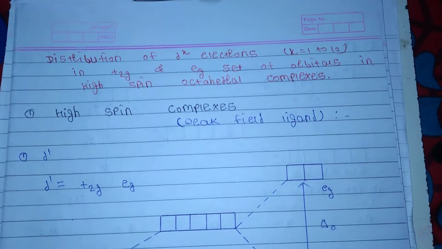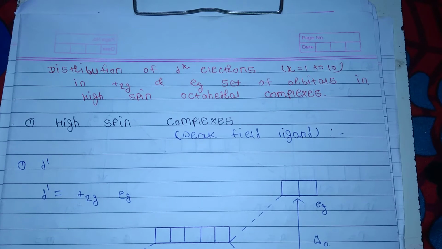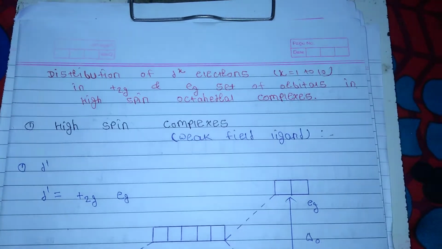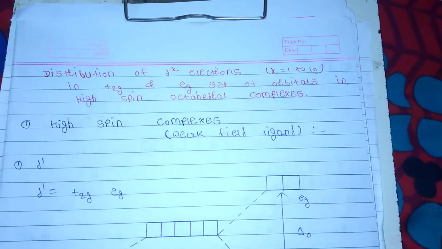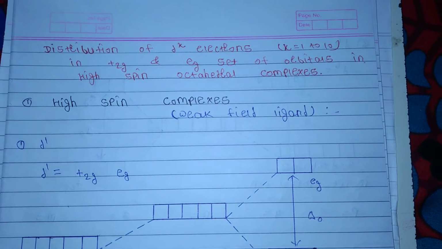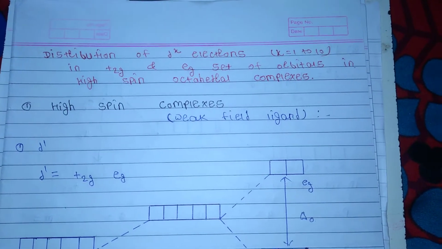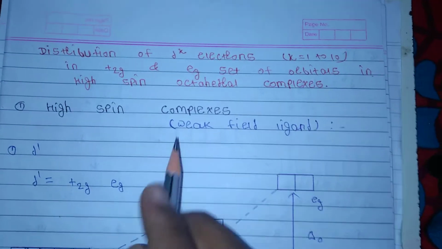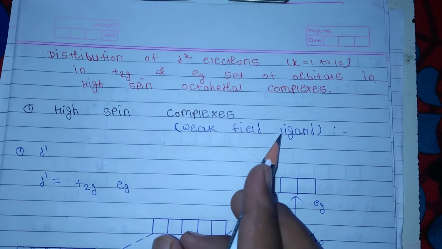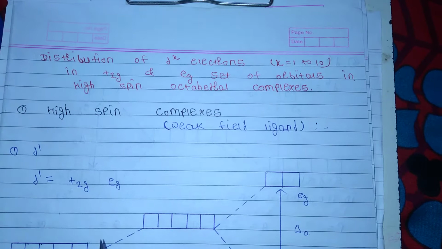Friends, in today's video we will see the distribution of the dx electrons, where x means 1 to 10, in the t2g and eg sets of the orbitals on the basis of high spin octahedral complexes. High spin complexes means weak field ligand. So the distribution of the dx electrons, x means 1 to 10 electrons.